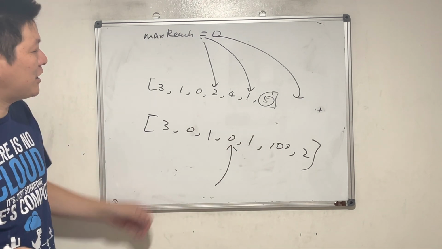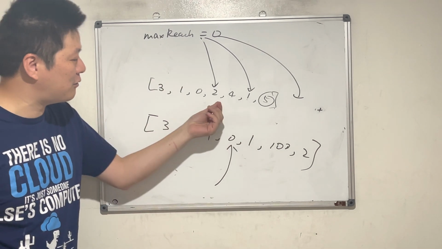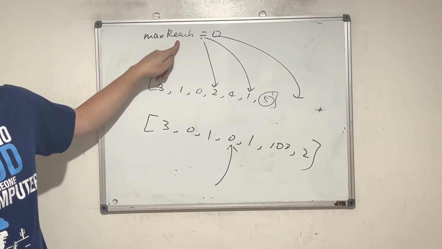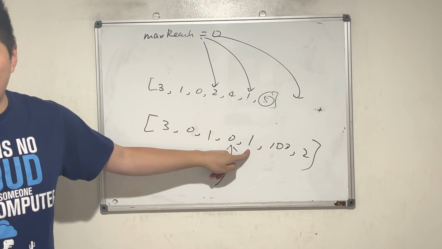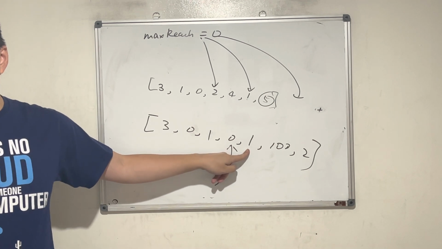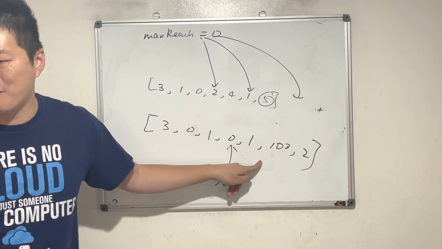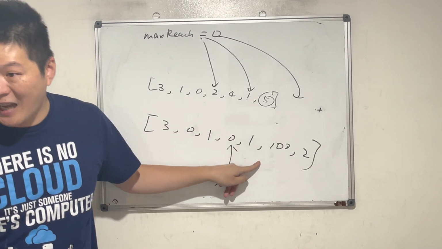So there are two things we need to check. When we update max reach, we need to be sure that the current position is less than or equal to max reach. If it's bigger than max reach, then we don't update it, because we can't jump from the beginning to this point, so there's no way to update the max reach. Am I right?